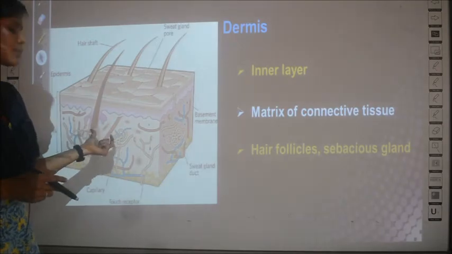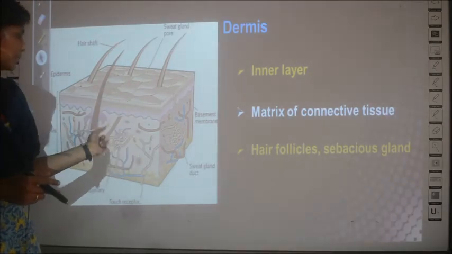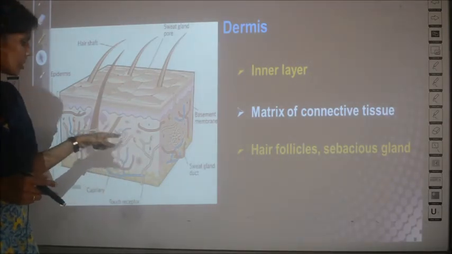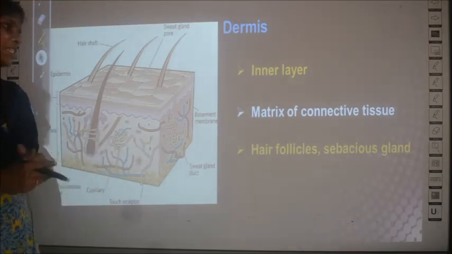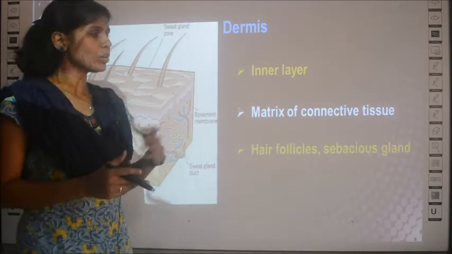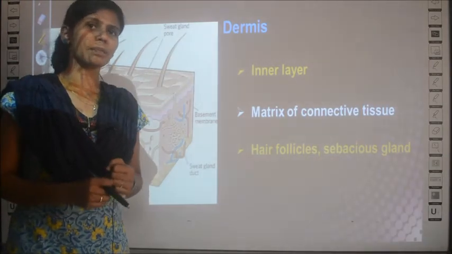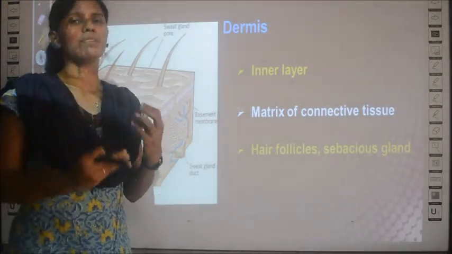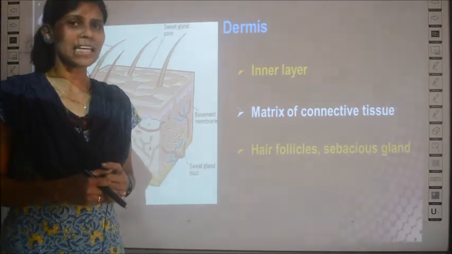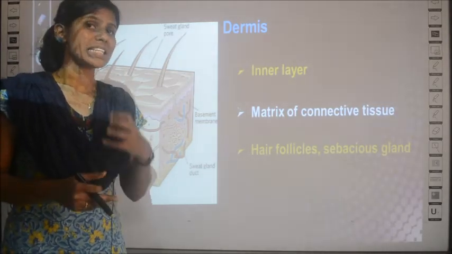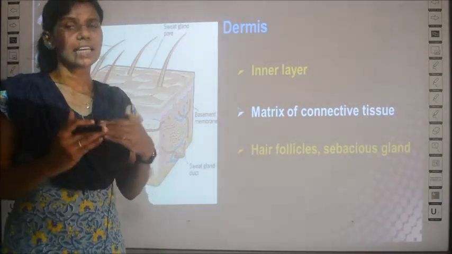Okay. And what all do you have in this layer? Hair follicles are present in the dermis layer. It starts from the dermis layer. Also sweat glands are present in this layer, and also the sebaceous gland is present. The sebaceous gland is something which secretes oil. Sweat glands secrete sweat, similarly sebaceous glands secrete oil.